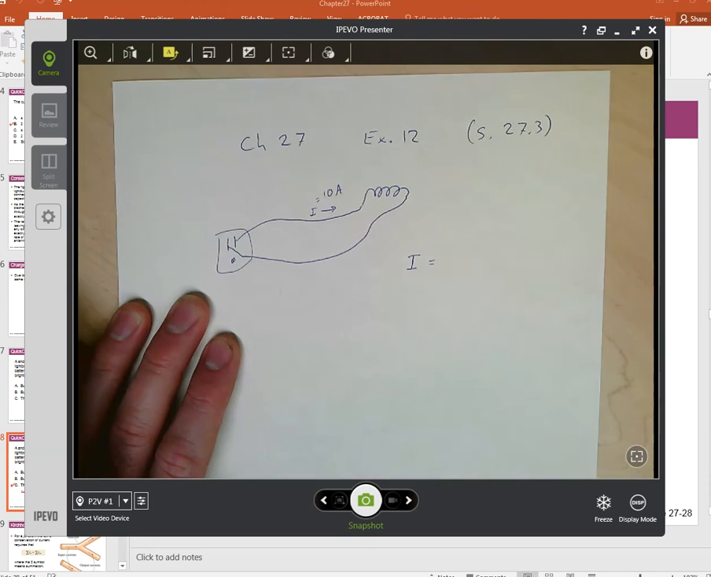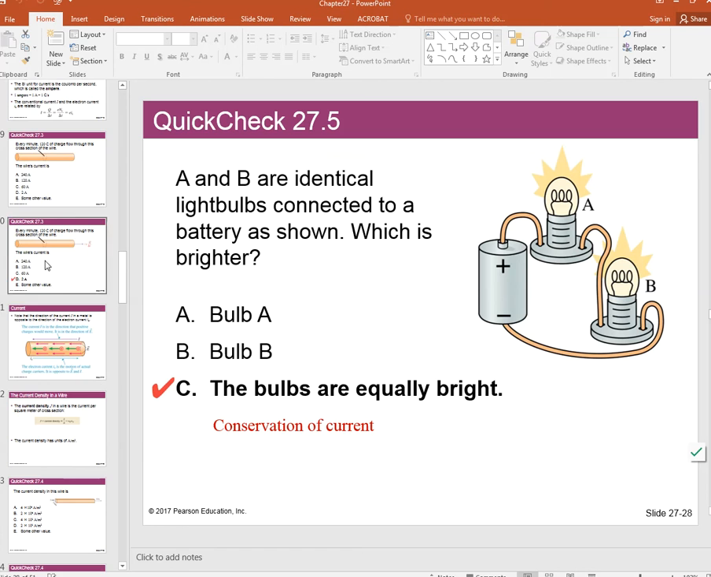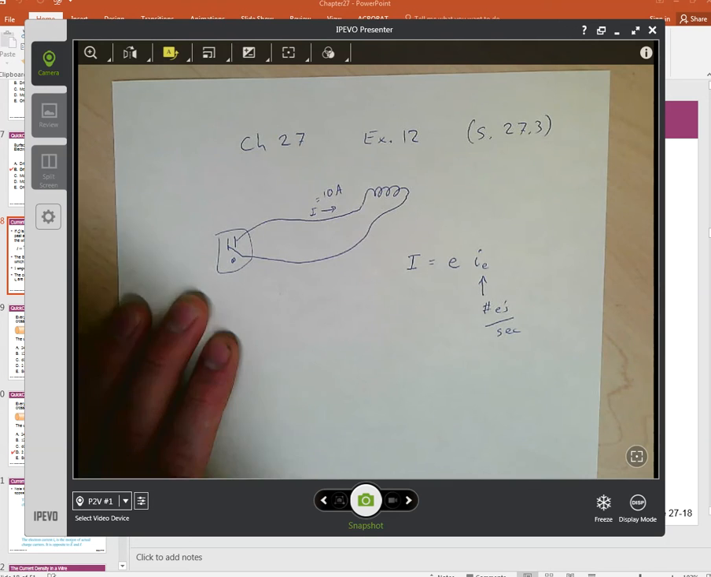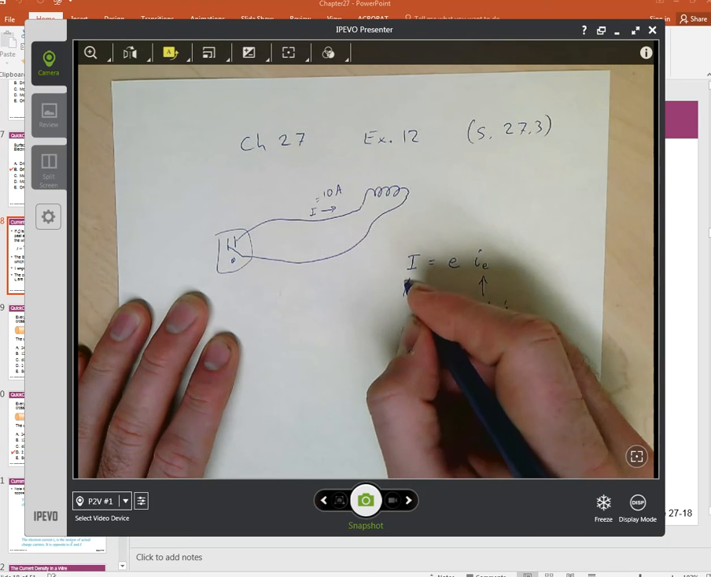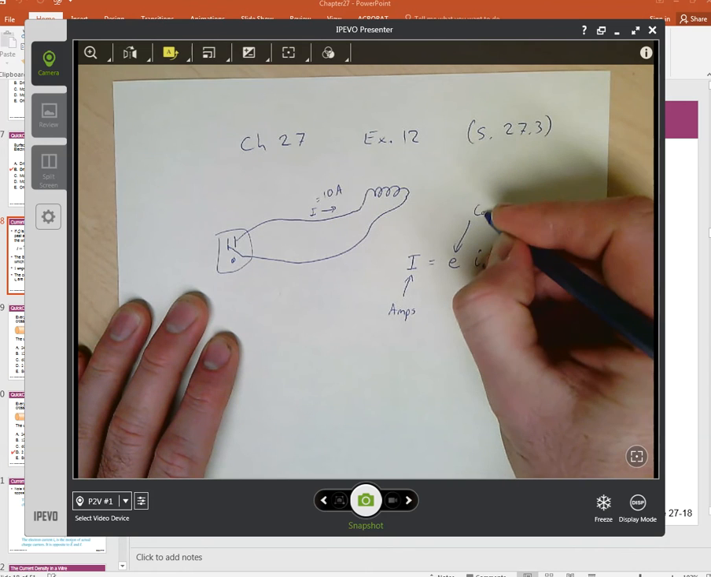Let's see here, if I go back to our slides, I can see that our current is the electron charge times the IE. And if you remember, IE is the number of electrons per second, whereas the current here is measured in amps, and the charge here is measured in coulombs.